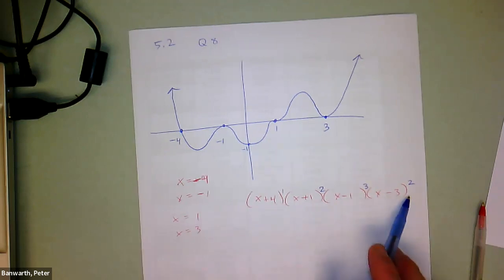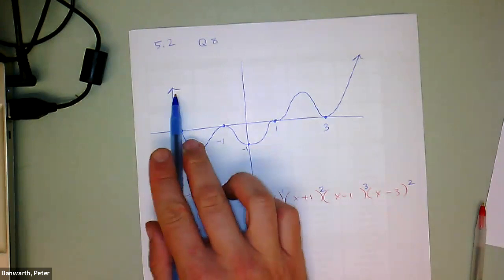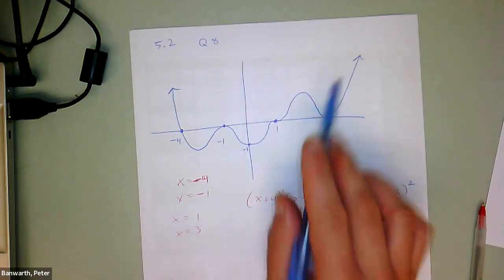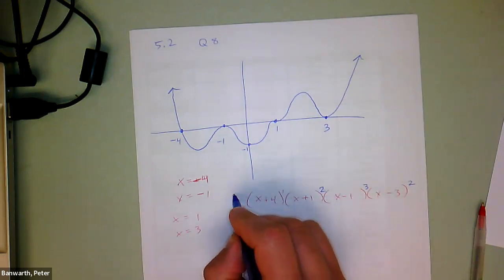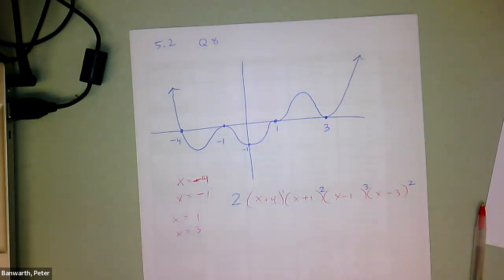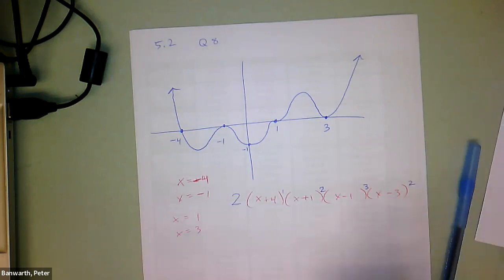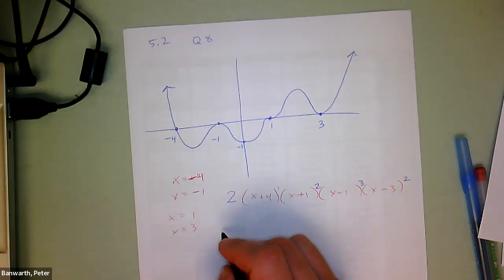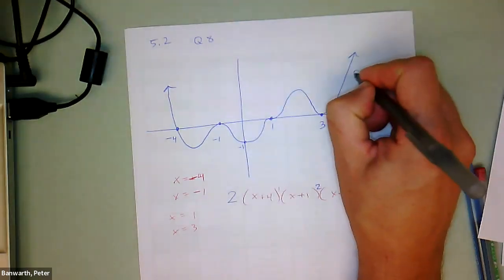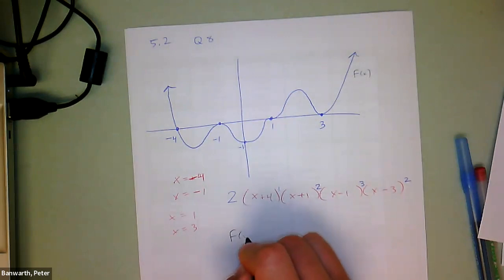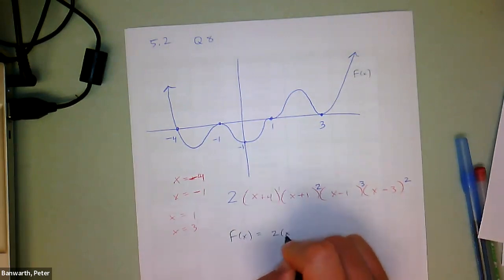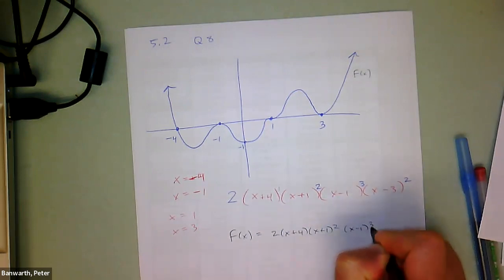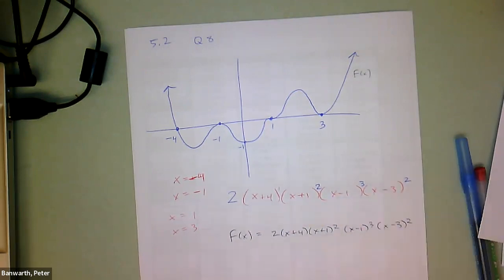And then the last thing to do is check my end behavior. It's going up on both ends. In particular, it's going up when x is positive. So the leading coefficient should be something positive, maybe 2. And so my formula, to write it all in one color to make it simple, if this function is f of x, a possible formula would be 2 times x plus 4 times x plus 1 squared times x minus 1 cubed times x minus 3 squared.